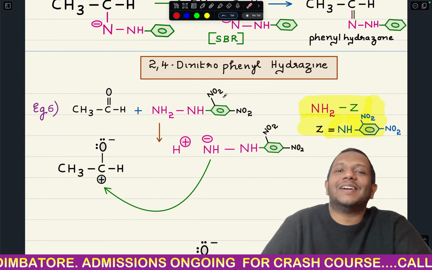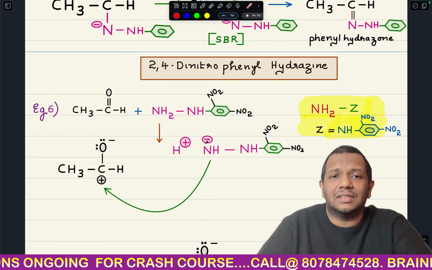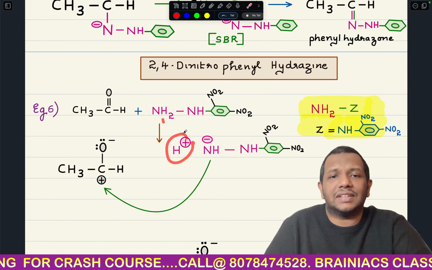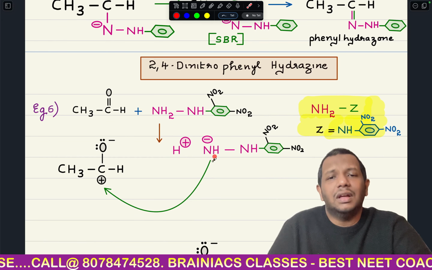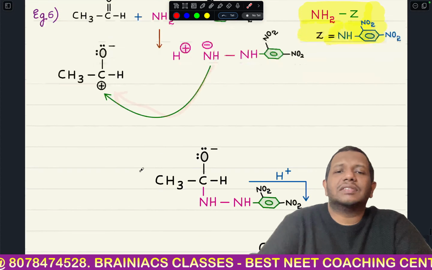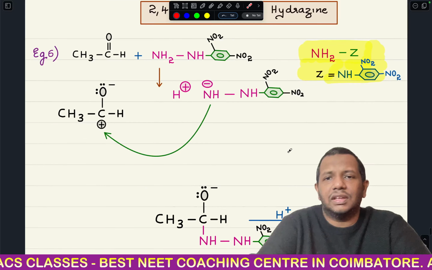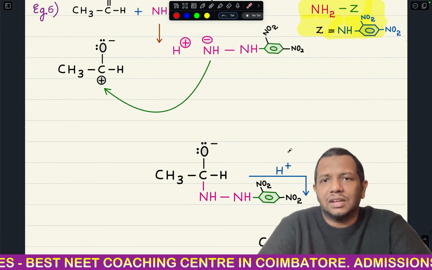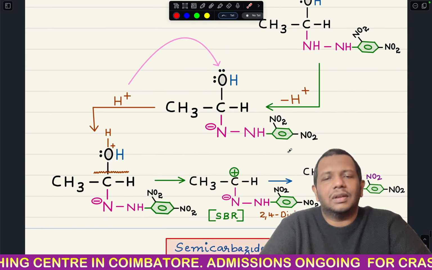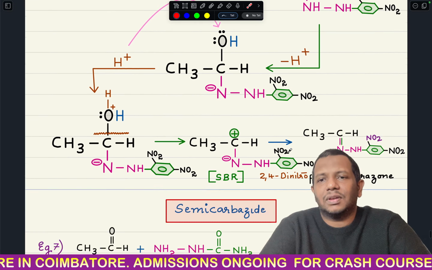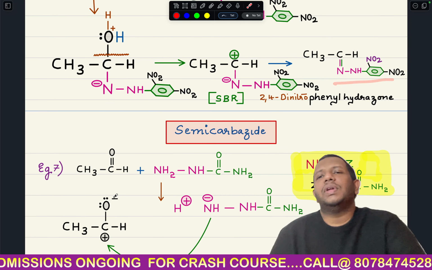Now nothing changes. The only thing is that I am introducing a nitro group here and here. Then the same mechanism applies, nothing else. From here again hydrogen moves out as H plus, and you get this very bulky nucleophile. This will come and attack here, with the same mechanism and removal of water. You get the 2,4-dinitro compound. Those who are taking a snapshot can take it, you can take a snapshot if you want to learn this as a note. So you again get a 2,4-dinitrophenyl hydrazone.